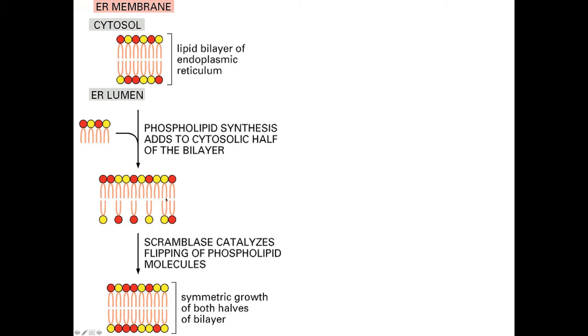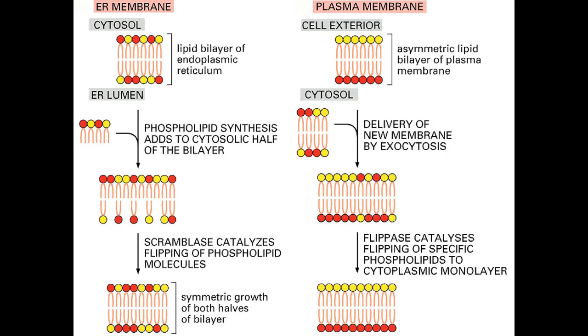So there has to be a scramblase type of mechanism that's going to flip phospholipid molecules in the ER membrane, so the ER membrane will be symmetric with respect to ultimate phospholipid distribution. Now, the trick is, if the ER membrane is symmetric, how does the plasma membrane get to be asymmetric? Well, there's got to be flippases in the plasma membrane that are going to flip some of the phospholipids so that you get the asymmetric distribution in the plasma membrane.